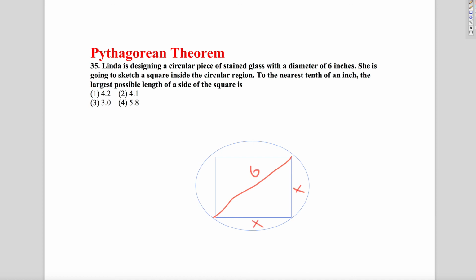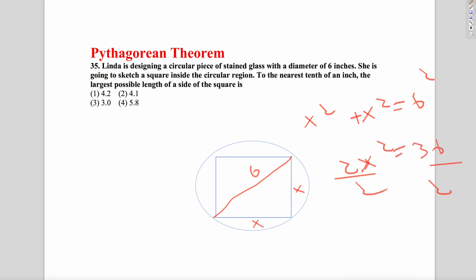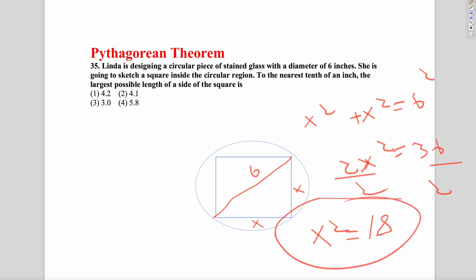This is a square, so it's x and x. It's x squared plus x squared equals 6 squared. 2x squared equals 36, divided by 2, divided by 2. X squared equals 18. Fine, and then square root of both sides, and you'll get 4.2 something.